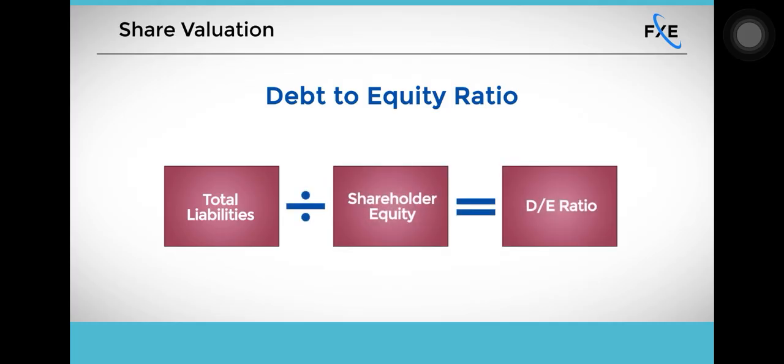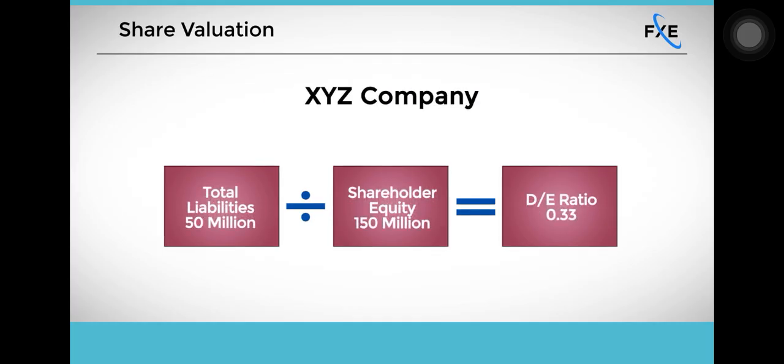The D/E ratio is used to assess a company's financial leverage. The D/E ratio is calculated by dividing a company's total liabilities by its shareholder equity, which is its total tangible assets minus its total liabilities. The information to work out the company's shareholder equity can be found on the company's balance sheet in their financial statements. As an example, XYZ has total liabilities of $50 million and a shareholder equity of $150 million. We can see that this company has a D/E ratio of 0.33.